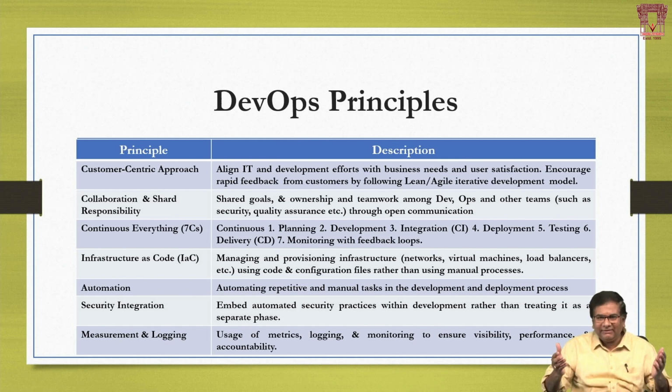Continuous everything. There are 7 continuous things, like continuous planning, which is actually highlighted in the DevOps workflow: continuous planning, development, integration, deployment, testing, delivery, and monitoring with feedback loops. Unlike in the waterfall model, these should not be siloed things. They should be continuous: planning, development, integration, deployment, testing, delivery, monitoring, feedback, and again planning. That should keep on going, like an infinite loop until the product is delivered successfully to the customer.